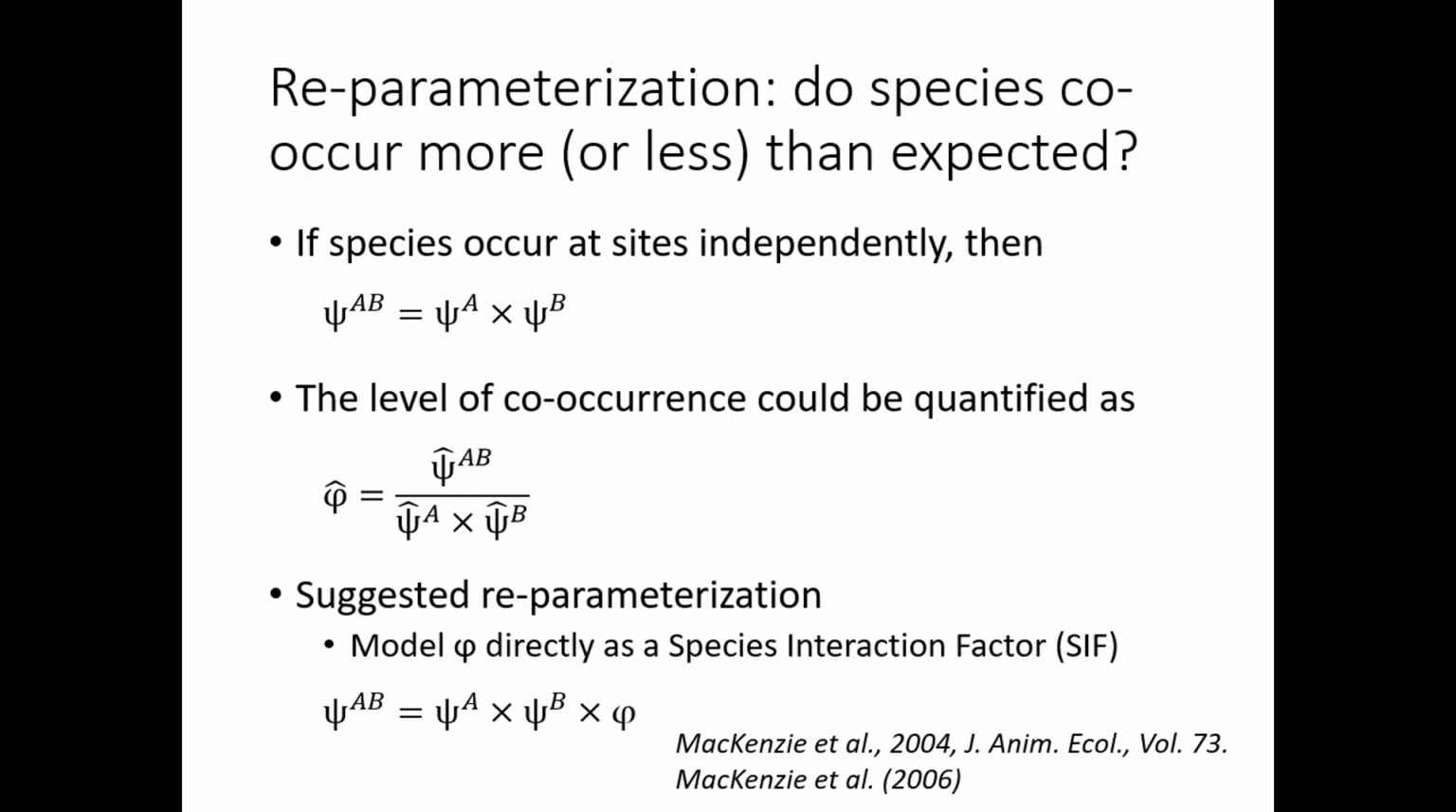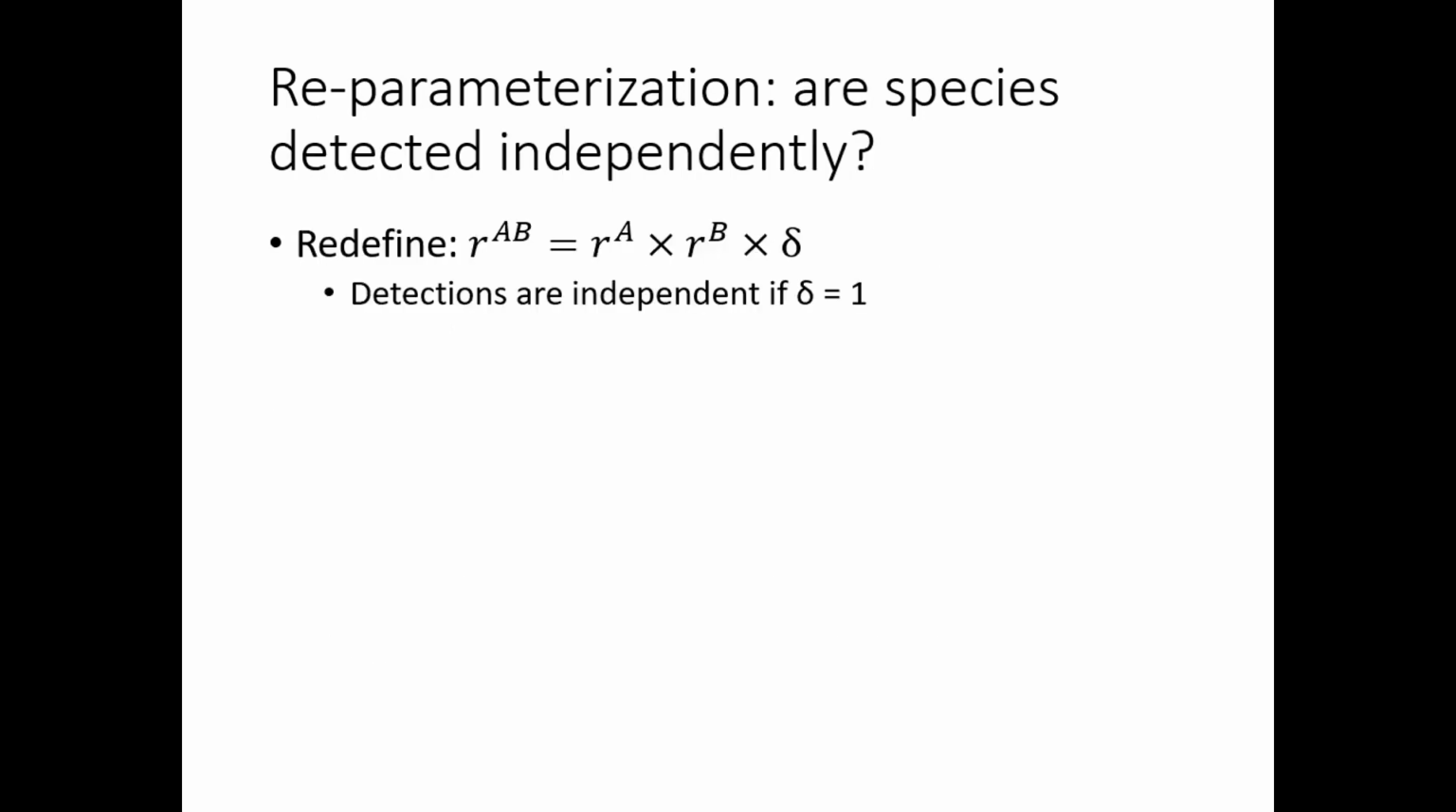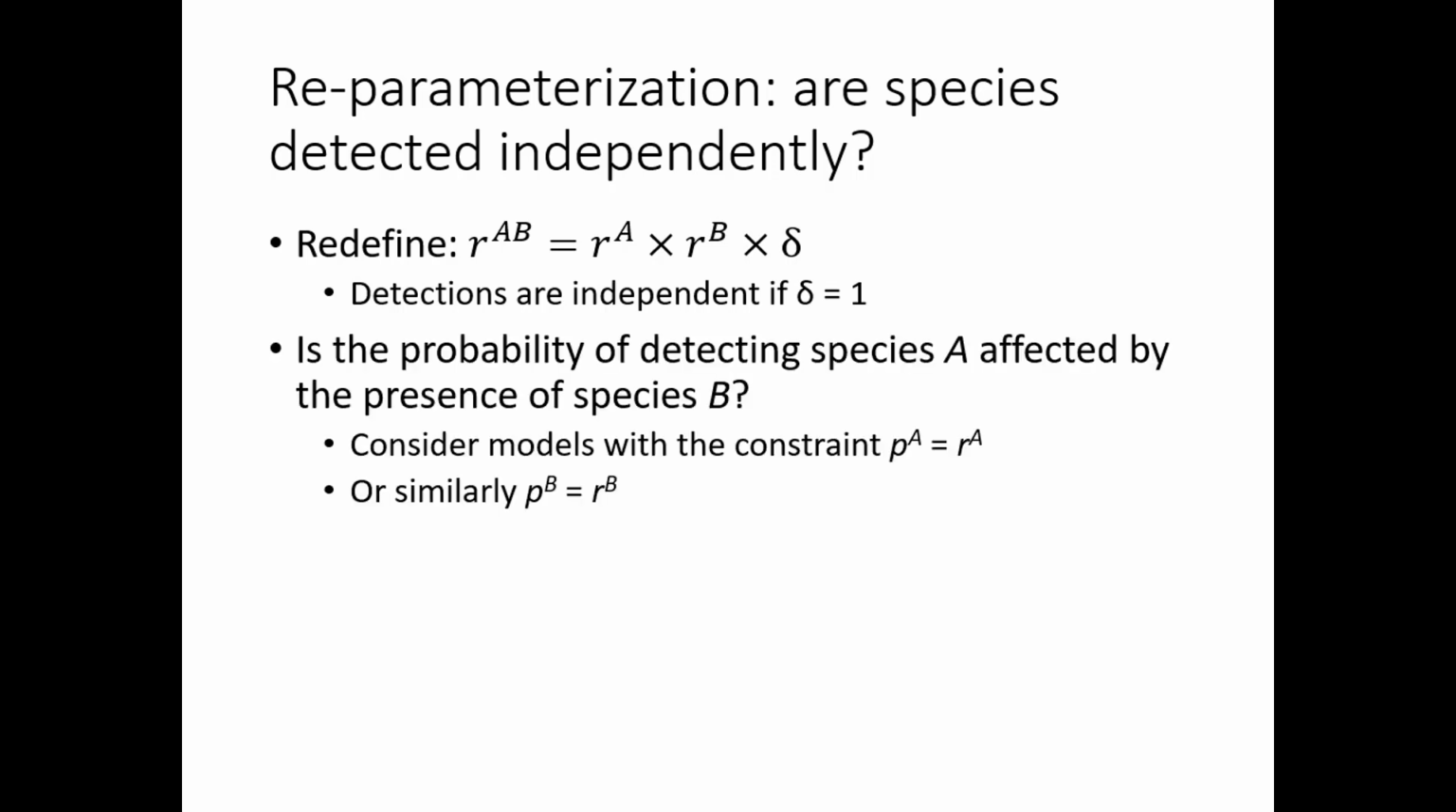The reparameterization directly models phi as a species interaction factor, where the species occur independently if phi is 1. The model can also accommodate a species interaction factor for detection, where the detections are independent if delta equals 1. We can determine if the detection of one species affects the detection of another.